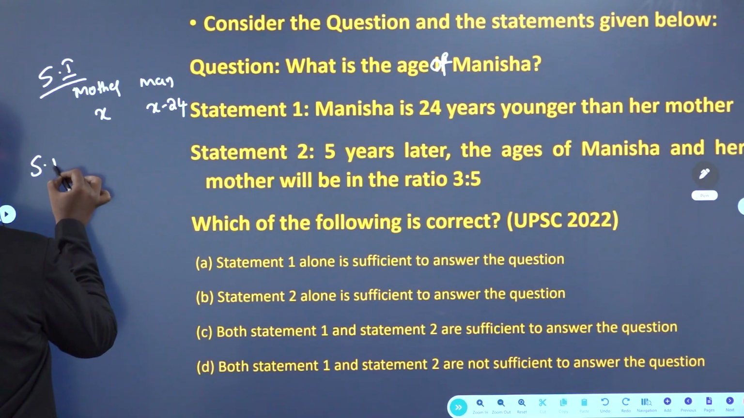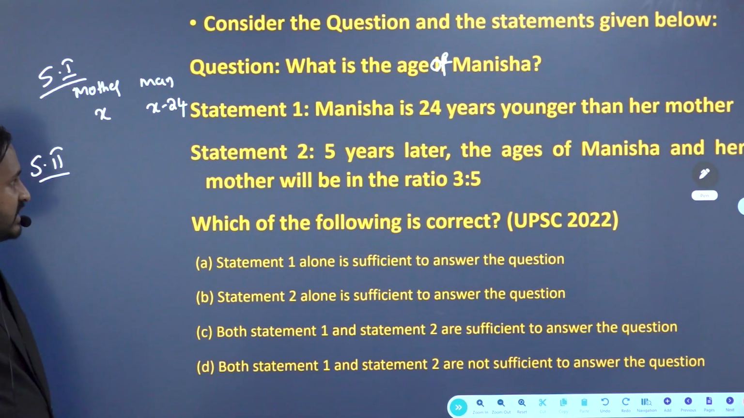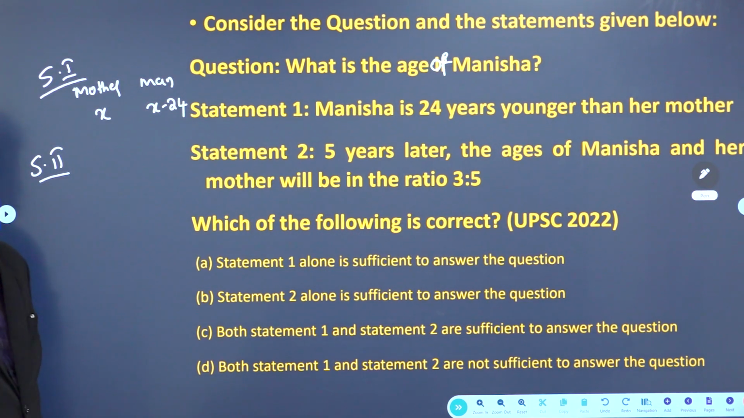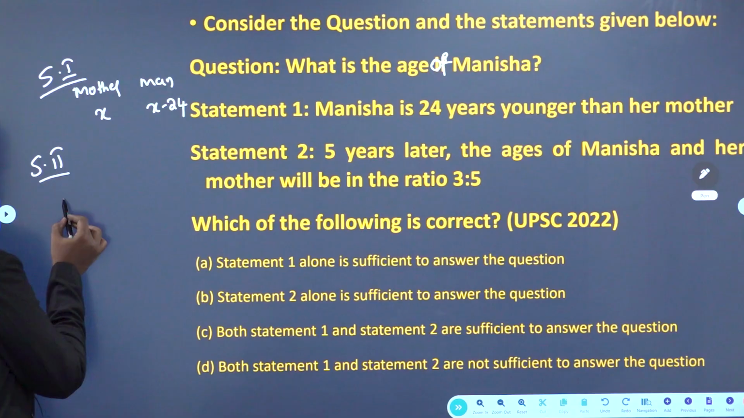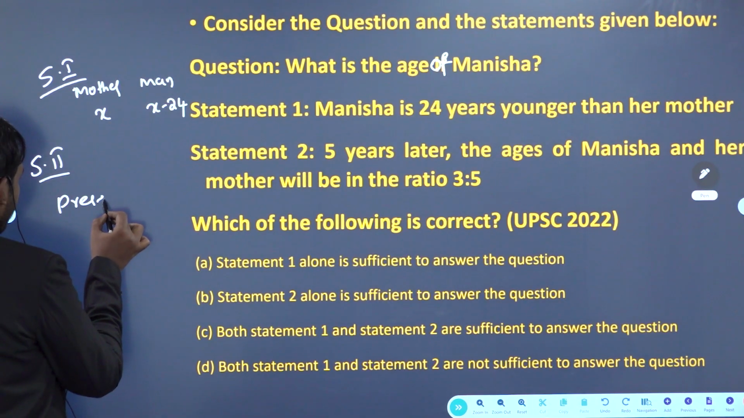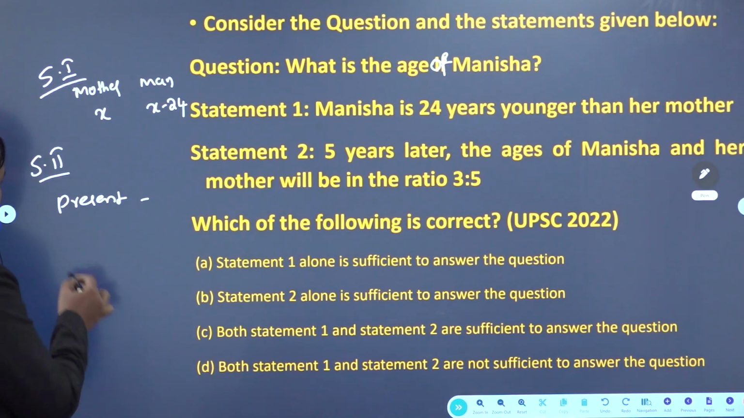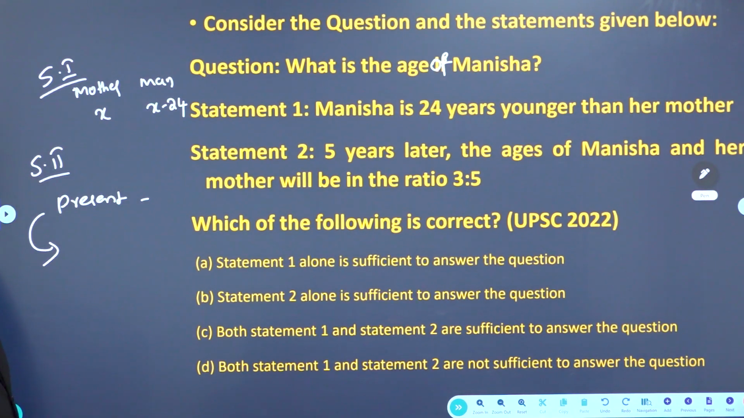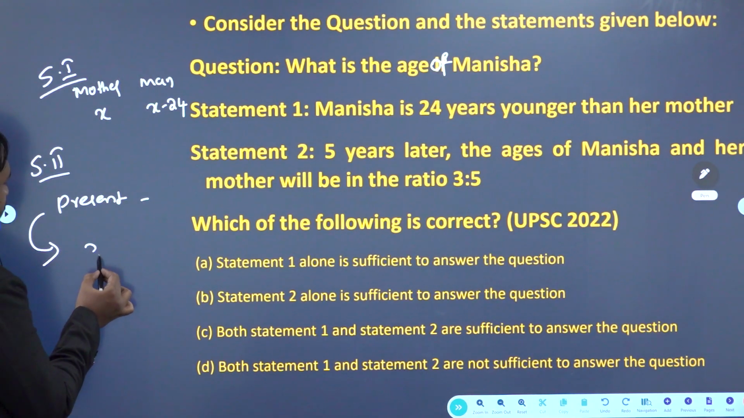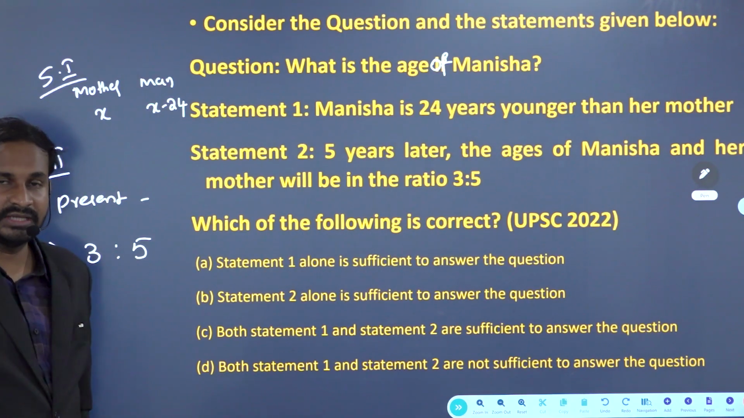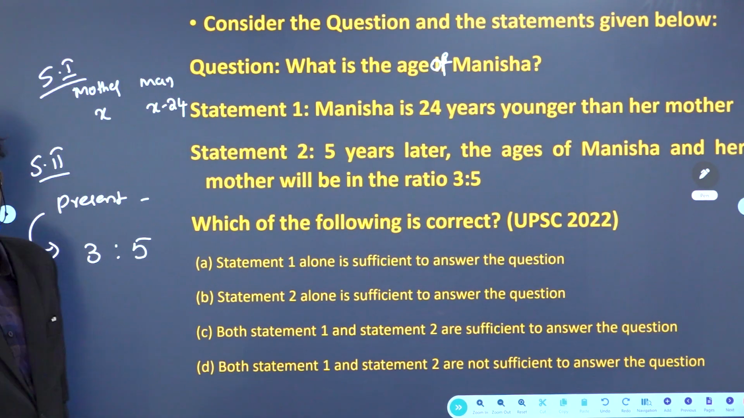From statement 2, what I can understand is that 5 years later, the ages of Manisha and her mother will be in the ratio 3:5. At present we don't know, but 5 years later their ages will be in the ratio of 3:5. By using this, can we tell the age of Manisha? No, it is not possible.